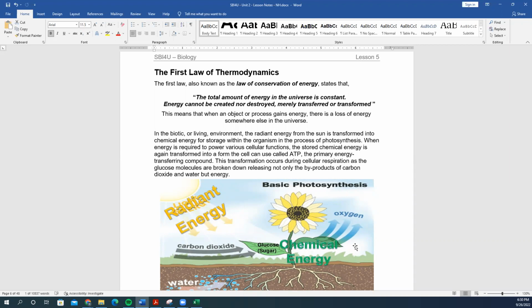Now, in the biotic or living environment, the radiant energy from the sun gets transformed into chemical energy for storage within an organism. For example, this flower, this plant, absorbs radiant energy, and through the process of photosynthesis, transforms that radiant energy and stores it in the form of glucose. The energy from the sun then gets stored in the bonds of the atoms in a molecule of glucose.